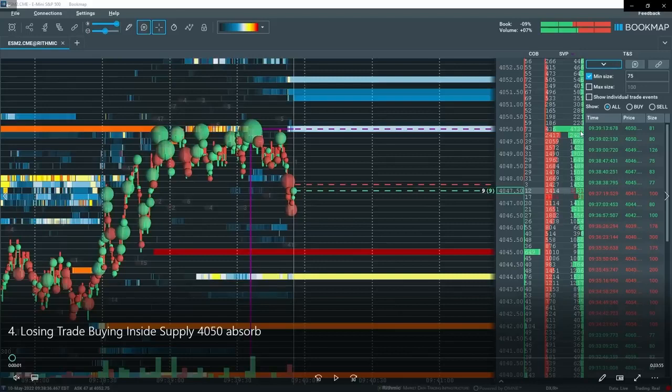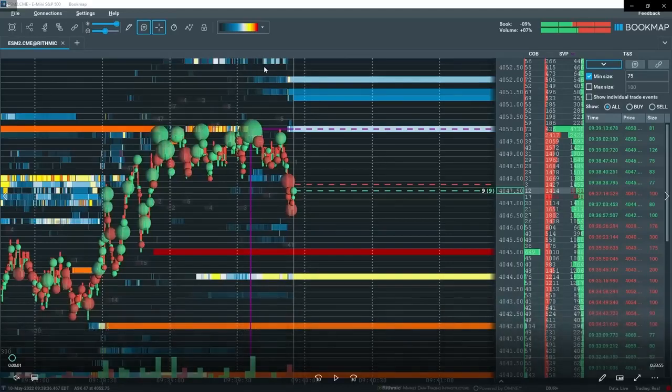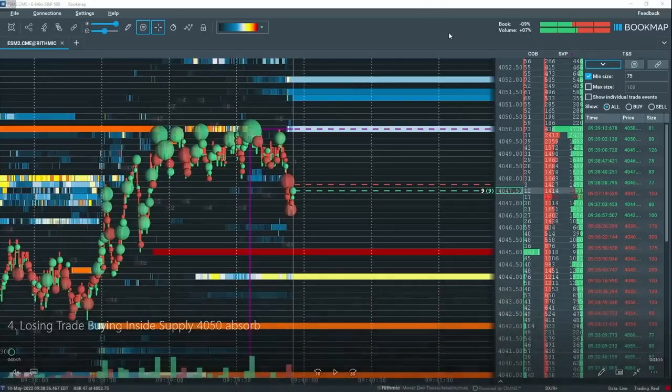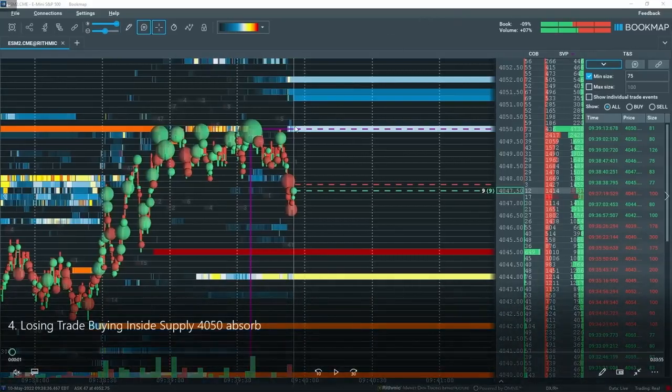There's 4,700 lots getting absorbed on the offer, which means there's 4,700 lots so far today at 40.50, which is not bringing the market higher. So what that tells me is there must be a seller passively selling to all those aggressive buyers, over 4,700 lots at that level. So what I was watching here for, and my mistake was, I was looking to play the market long if we could get above 40.50.